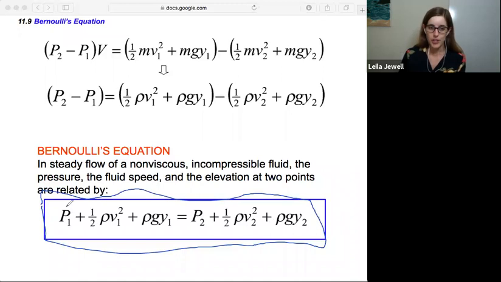So we have pressure at point 1 plus 1/2 the density of the fluid times the speed at point 1 squared plus the density of the fluid times g times the elevation at point 1 is equal to all of those same quantities at point 2. The pressure at point 2 plus 1/2 the density of the fluid times the speed at point 2 squared plus the density of the fluid times g, 9.8, times the elevation at point 2.